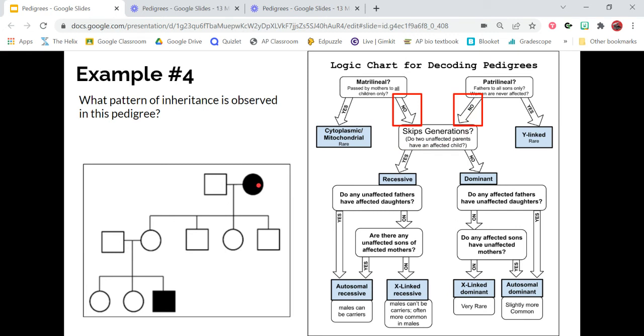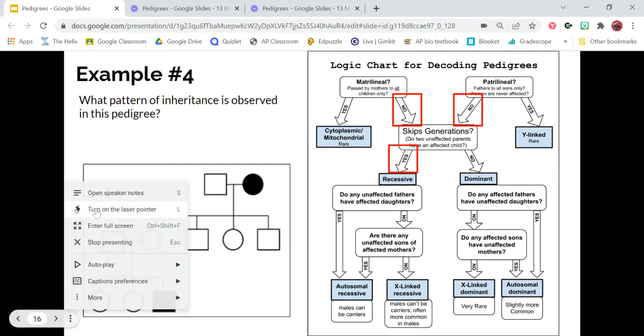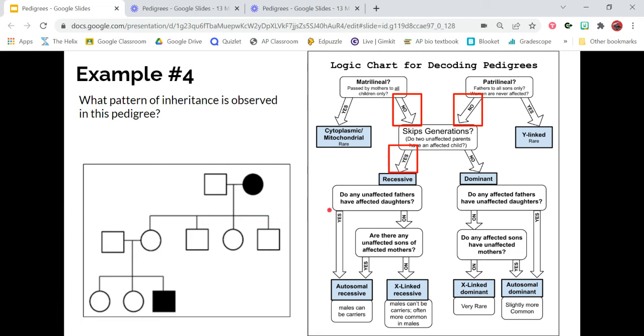It sure does, because here's a mom who has it, and then her kids don't, but then her grandkids do. So we know it must be recessive. Okay, so now we have to figure out if it's autosomal recessive or if it's X-linked recessive. So, are there any unaffected fathers that have affected daughters? So let's find an unaffected father. Here's one. Does he have an affected daughter? No. Unaffected father, affected daughters? No. Okay, so now we have to go to the next choice.